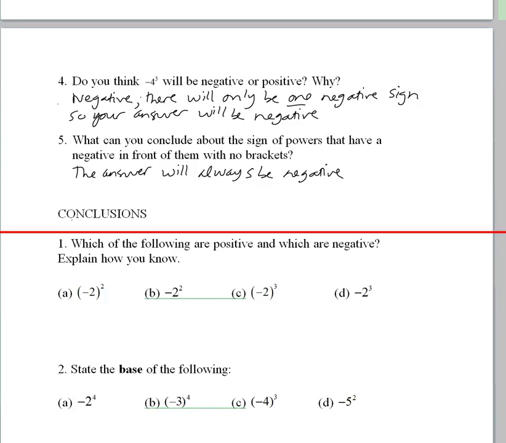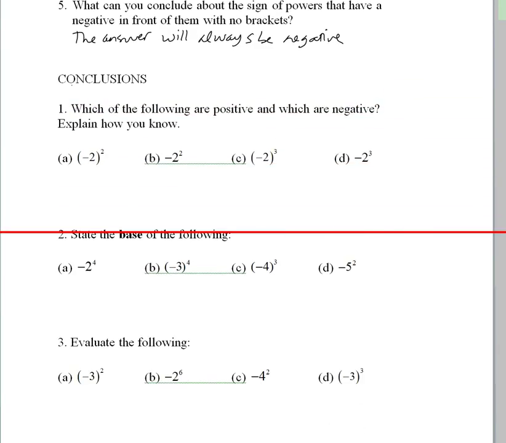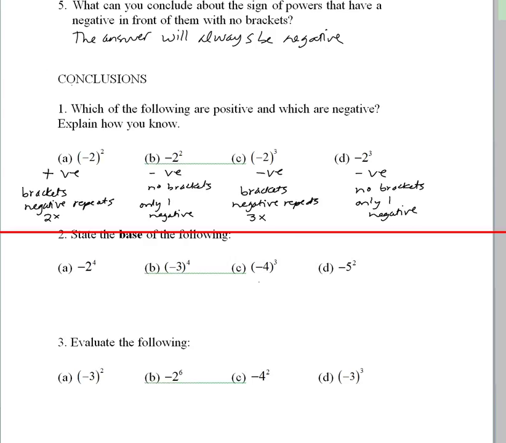So let's look at the conclusion part. So what do you think about these questions? Pause the video for a second. Fill in what you think is negative, what do you think is positive, and then restart to see if you're right. So what you're going to notice is the first one will be positive. The reason for that is it has brackets. Because it has brackets, that means the negative repeats. But in this case, the negative repeats 2 times, which will result in a positive answer.